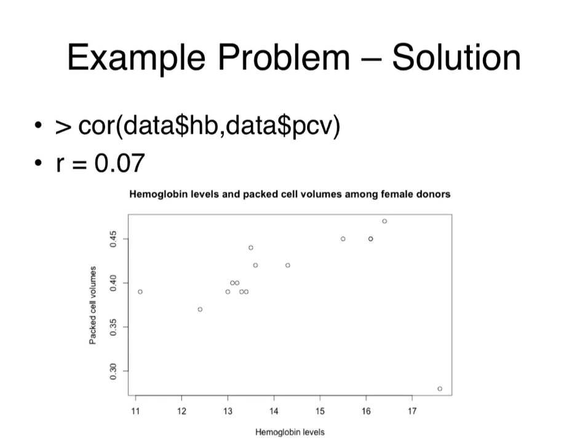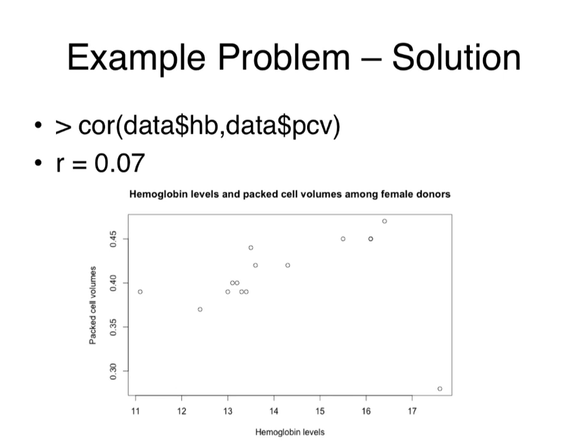Since our assumptions are met, we conduct the test and get a Pearson's correlation of 0.07. As you'll recall, a Pearson's correlation coefficient between 0 to 0.2 suggests a weak or no linear relationship. So based on this value alone, it seems like there's basically no relationship between HB and PCV.